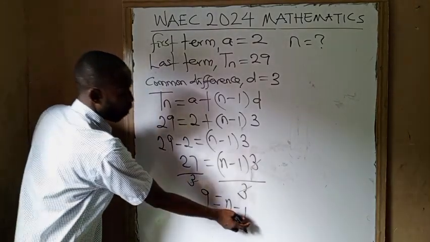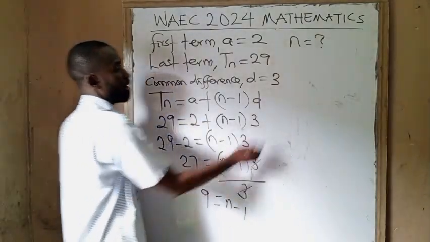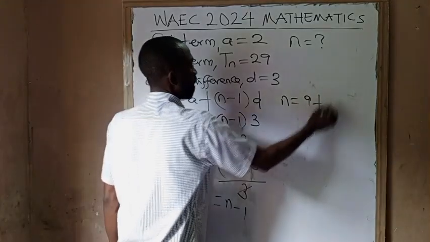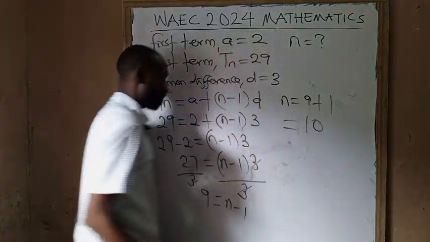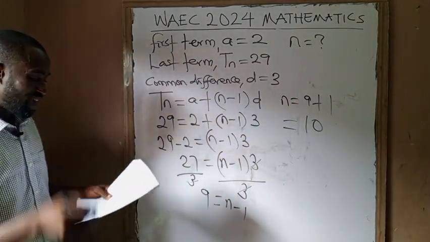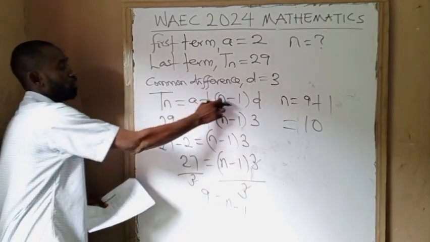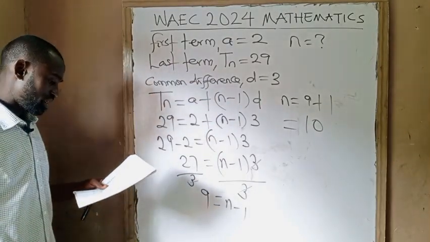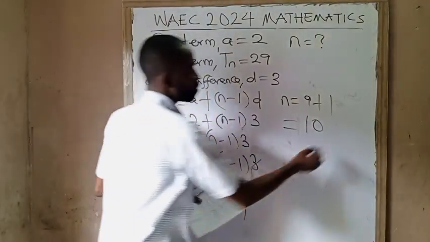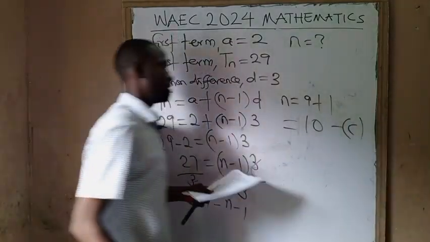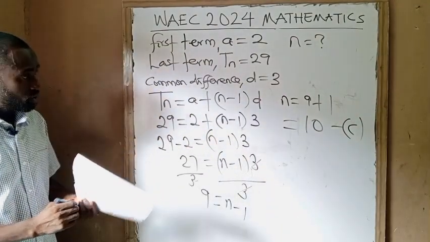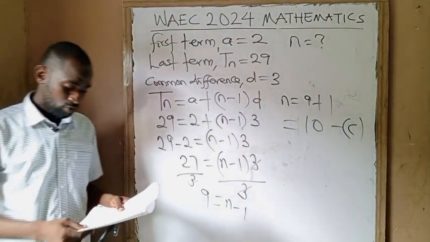So what's our n? The 1 will come from this place to this place. So our n becomes 9 plus 1, and that will go up to 10. So we have 10 terms in the AP. And the correct answer to this is option C. Option C. So we've done 3 questions: question number 1, question number 2, and question number 3.